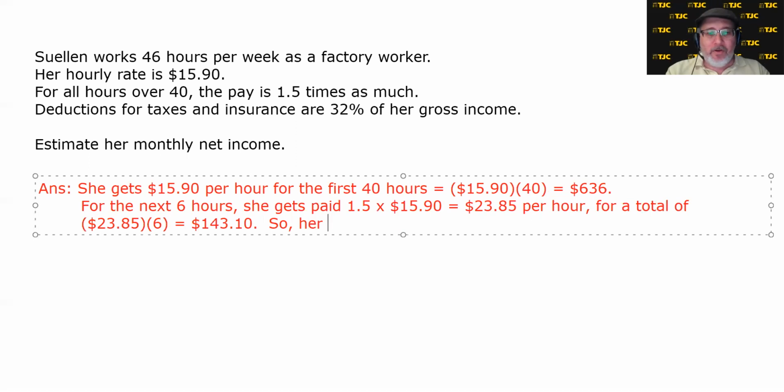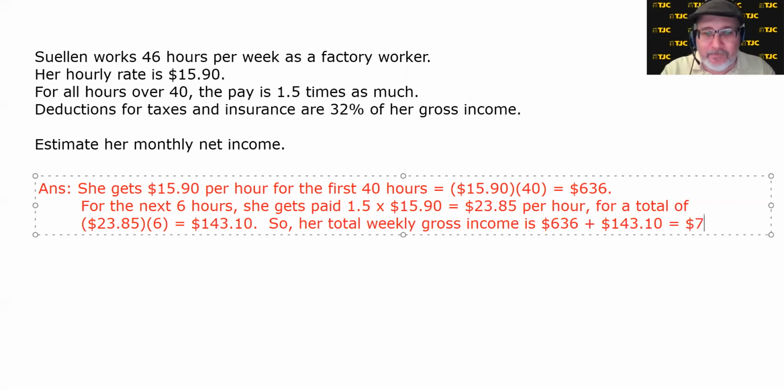So her total weekly gross income, remember we haven't taken out any deductions yet, is the sum of those, the $636 plus $143.10, which is $779.10. All right, so that's what she gets per week.